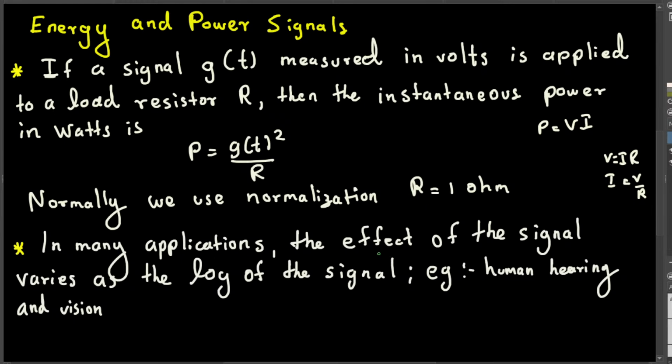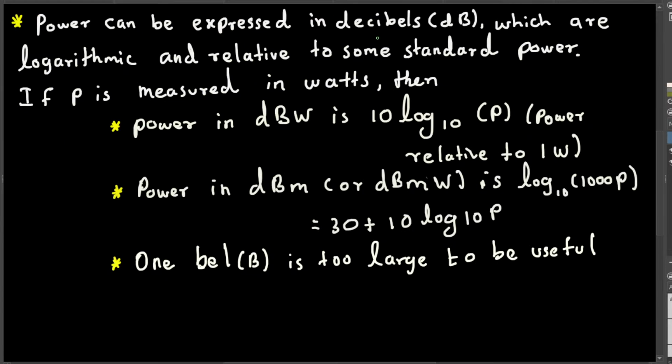In many applications, the effect of the signal varies as the log of the signal, for example, human hearing and vision. Power can be expressed in decibels, which are logarithmic and relative to some standard power. If P is measured in watts, then power in dBW is 10 log10 P, power relative to 1 watt. Power in dBm, or dBmW, is 30 plus 10 log10 P. 1 bel is too large to be useful.